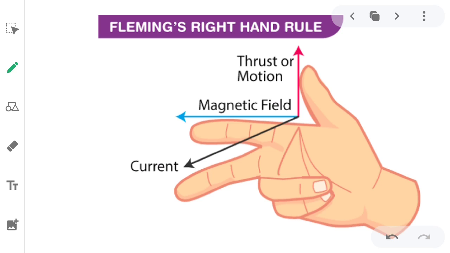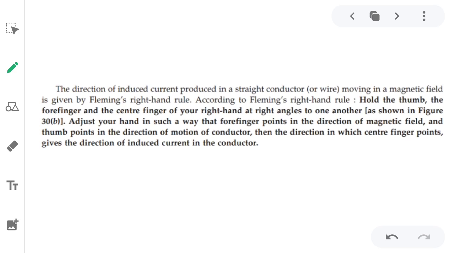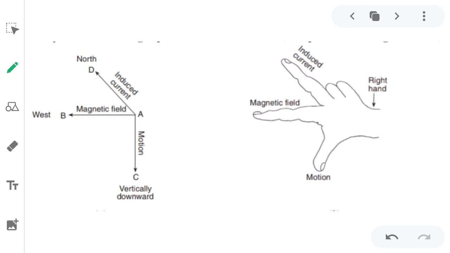Now we will see Fleming's right hand rule to know the direction of the current. So what is Fleming's right hand rule? Hold your thumb, forefinger and middle finger of your right hand at right angles to one another.